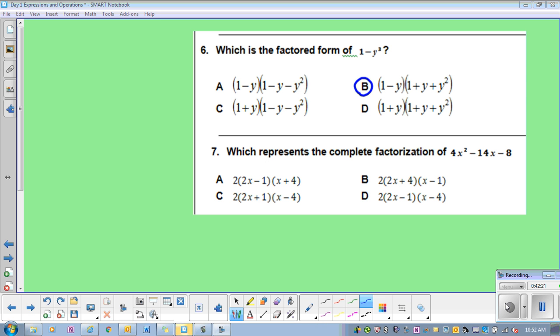Good. Number 7 says, which represents the complete factorization of 4x squared minus 14x minus 8? So we can just straight factor it, or you could go backwards.